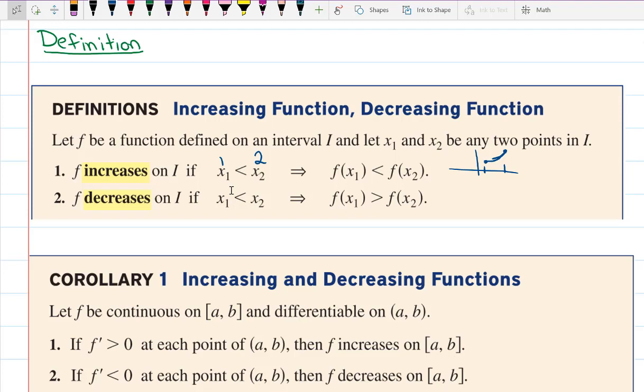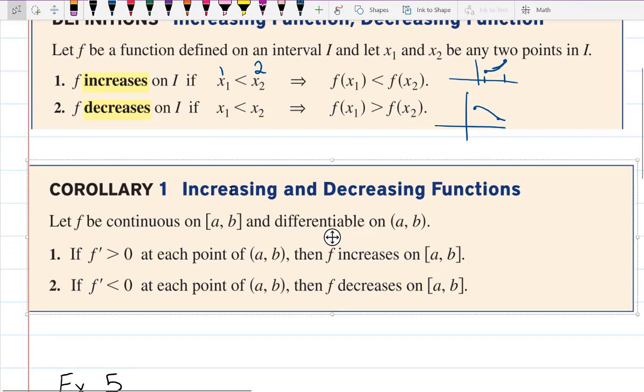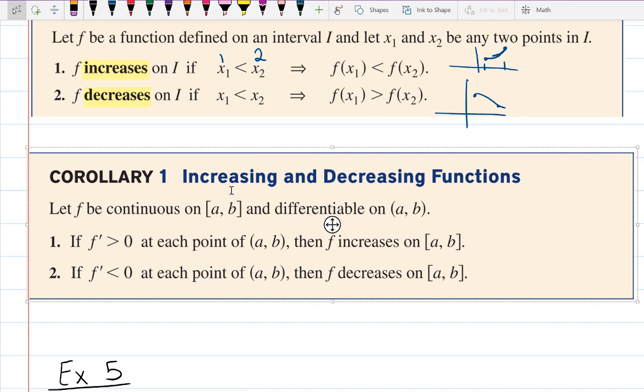Similarly, decreasing is the exact opposite. If the first x value is smaller than the second x value, then the first y value is larger than the second y value, something like that. This can be extrapolated to derivatives, because if the derivative is positive, then the function's increasing, and if the derivative is negative, then the function is decreasing. This is because the derivative is the slope of the tangent line. So if the slope of the tangent line is negative, the function must be decreasing. If the slope of the tangent line is positive, then the function must be increasing.